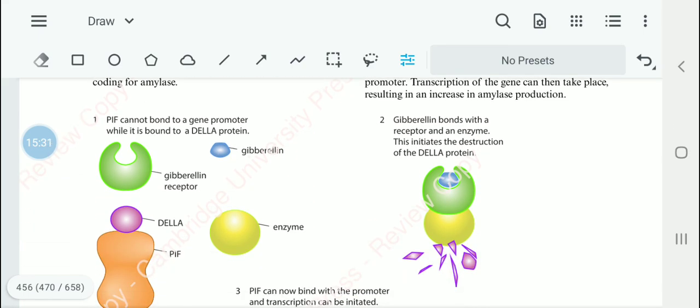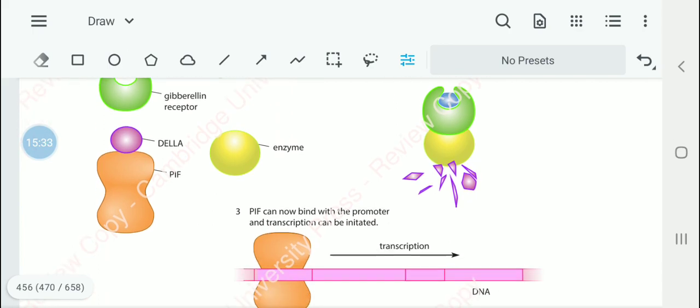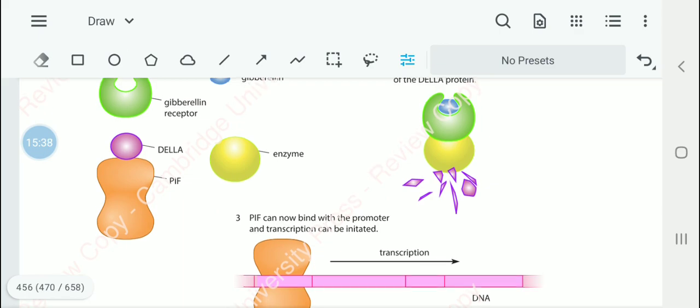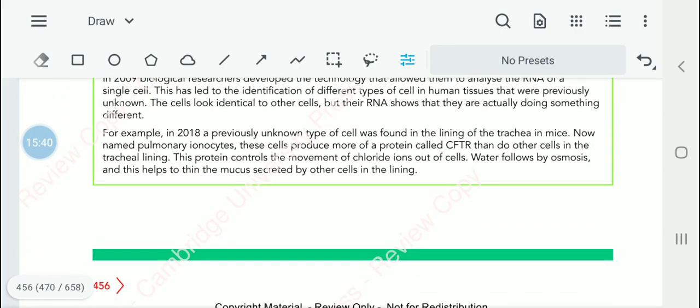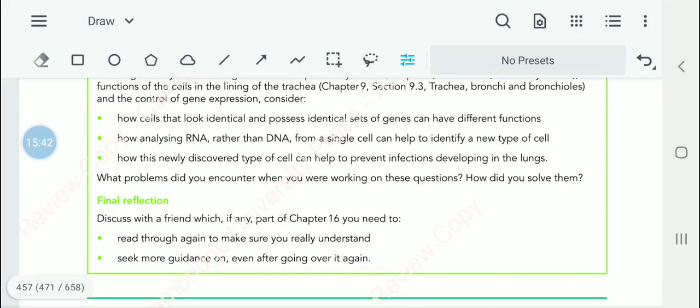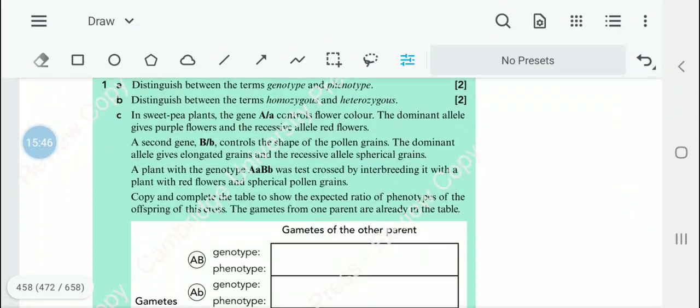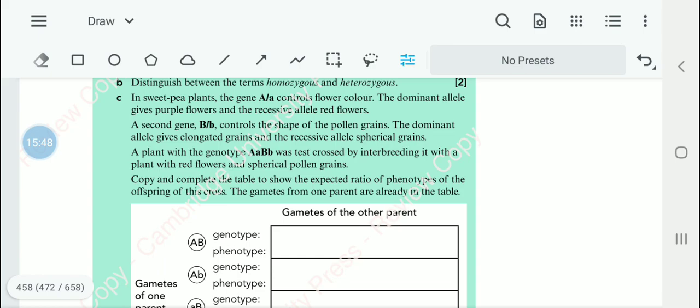I hope you understood. Please draw figure 16.14. If you don't understand, ask me questions. If you have understood everything, I would suggest you do the end of chapter questions.